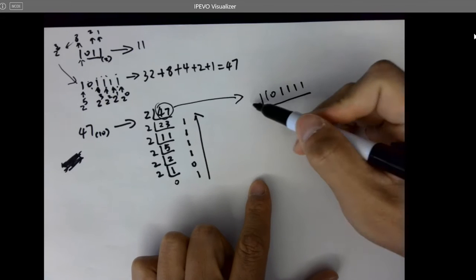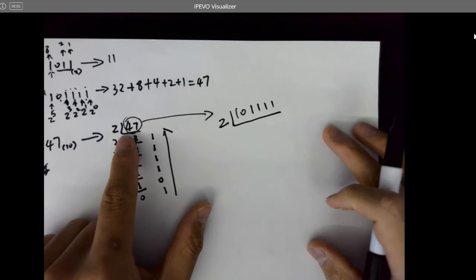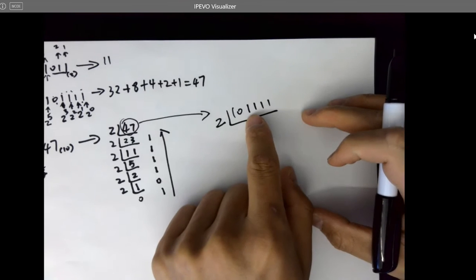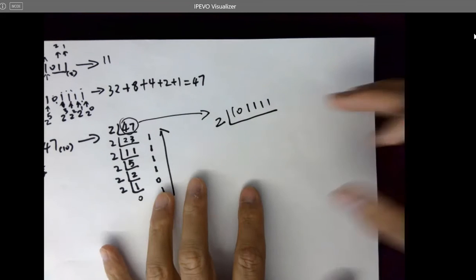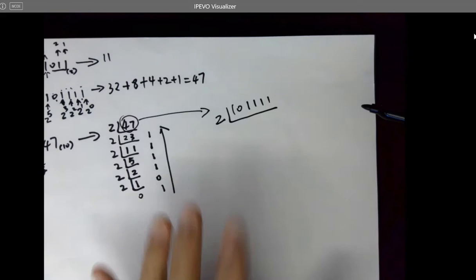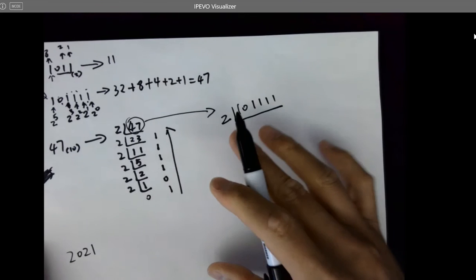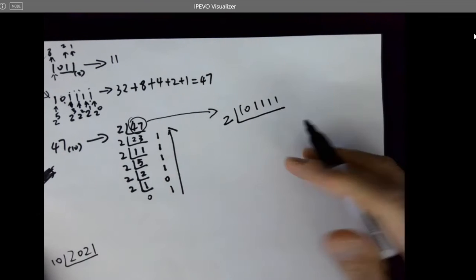And let's do it. I divide this number by 2. It's the same as this guy, no difference. 47 divided by 2 in binary form, what am I getting, and what's the remainder? Before we do that, let's think about this number: 2021 divided by 10, what's going to happen?